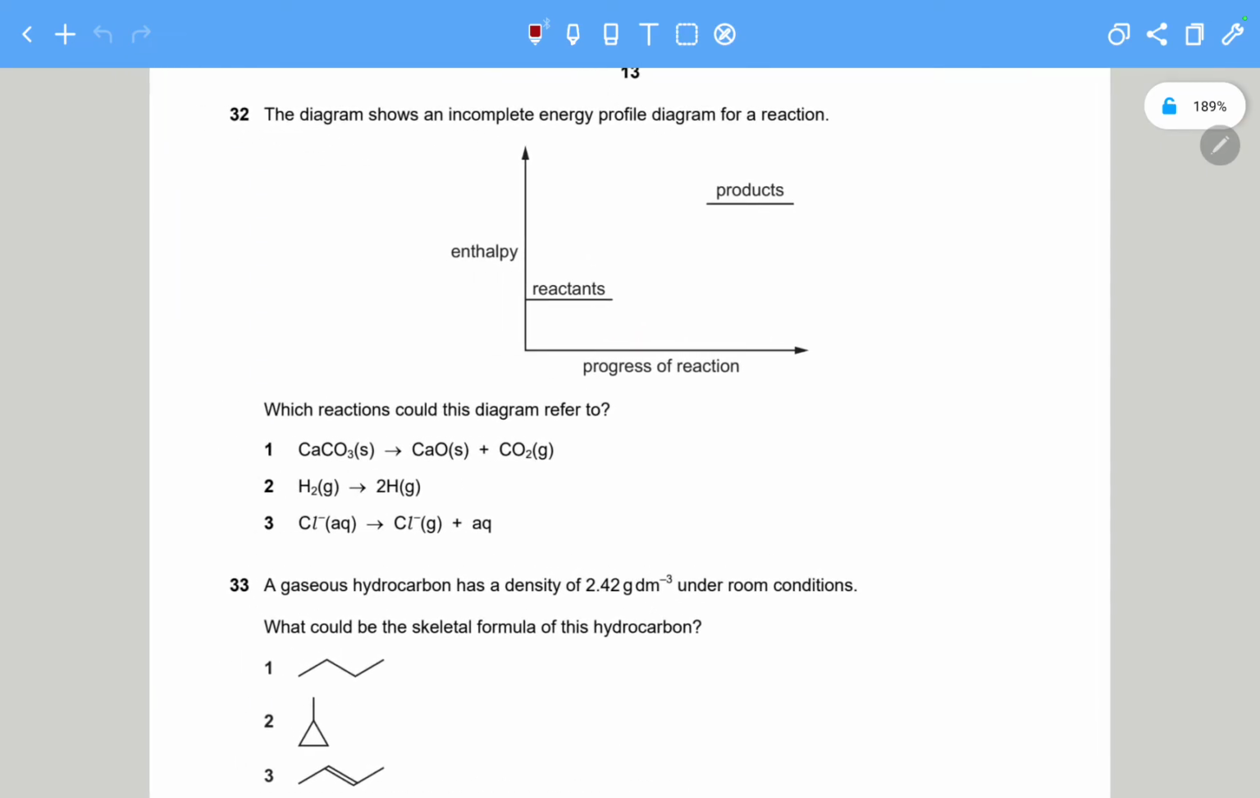Question 32. The diagram shows an incomplete energy profile diagram for a reaction. So we have reactants and these have lower energy than the products. So immediately it should strike our mind, this is an endothermic reaction.